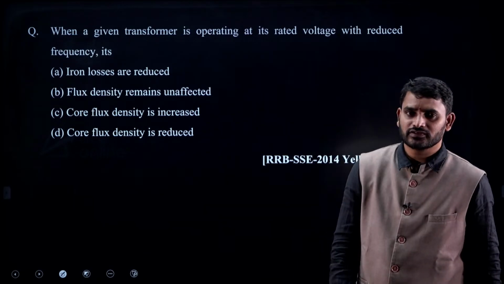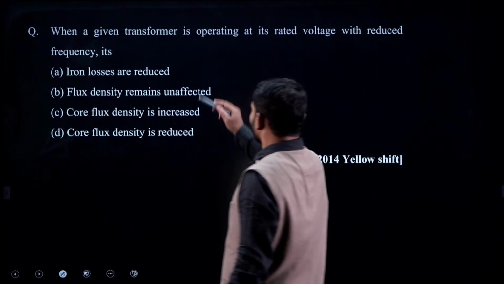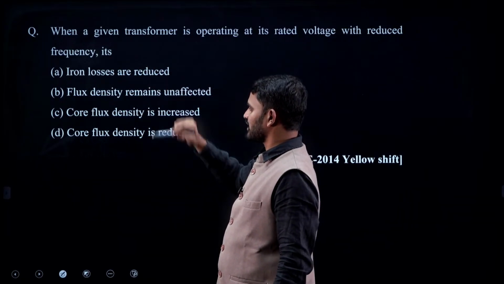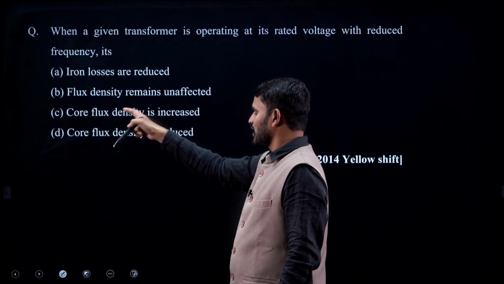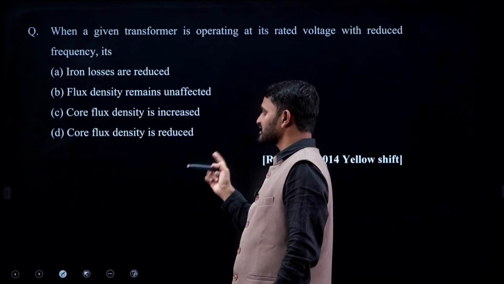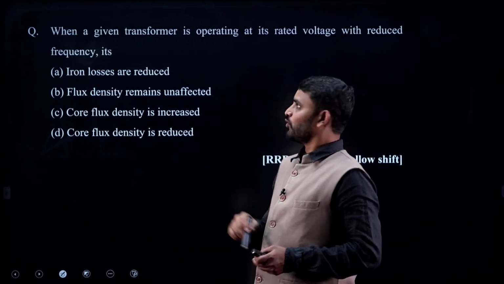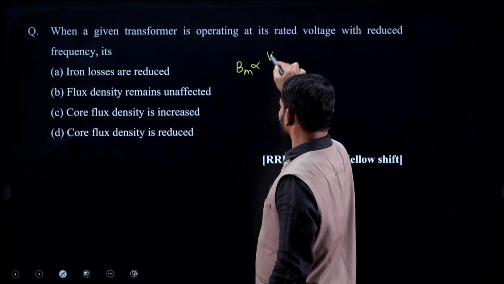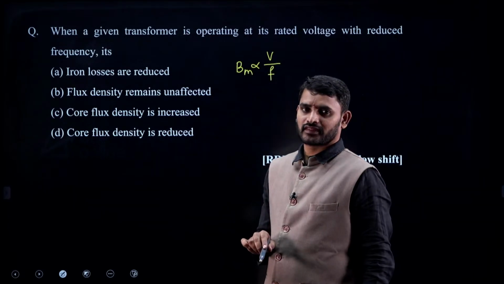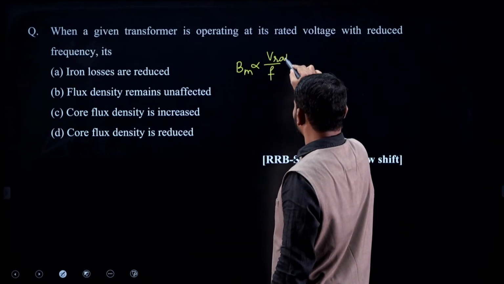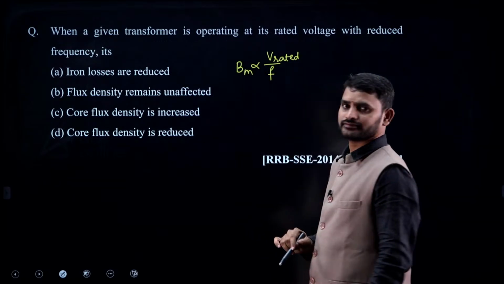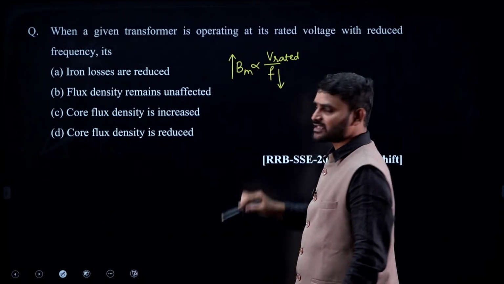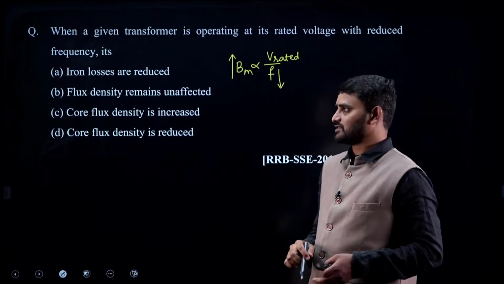Now let us have a look at this question. When a given transformer is operating at its rated voltage with reduced frequency, its iron losses are reduced, flux density remains unaffected, core flux density is increased, or core flux density is reduced. Voltage is rated, frequency is reduced. We have seen, the maximum flux density is proportional to what? Voltage and frequency. He is maintaining rated voltage only. He is not disturbing the voltage, but he is reducing frequency. If the frequency reduces, the maximum flux density established in the core will increase.